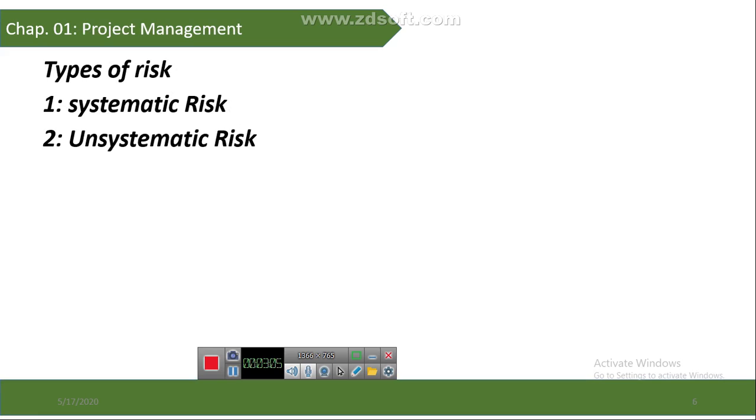Types of risk: systematic risk and unsystematic risk. Very simply, systematic risk is uncontrollable by the organization and macro in nature, while unsystematic risk is controllable by an organization and micro in nature. Now we will discuss more about systematic and unsystematic risk.